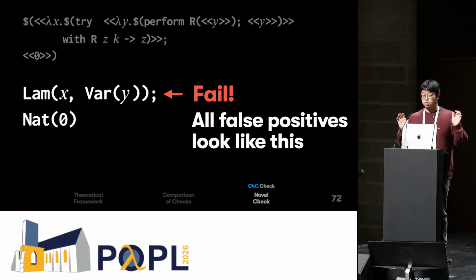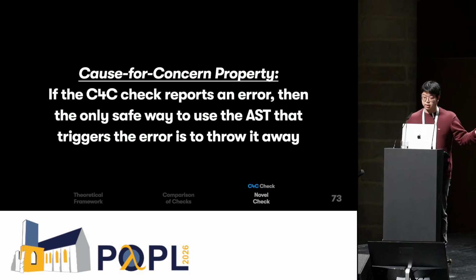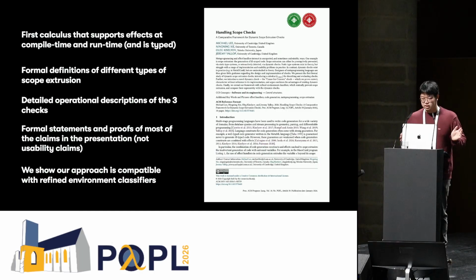But all false positives look like this, and we formalize this in a cause for concern property that states that if our cause for concern check reports an error, the only valid thing you can do with that AST to restore safety is to throw it away. So I don't mind reporting a false positive in that case. That's basically it for the presentation.